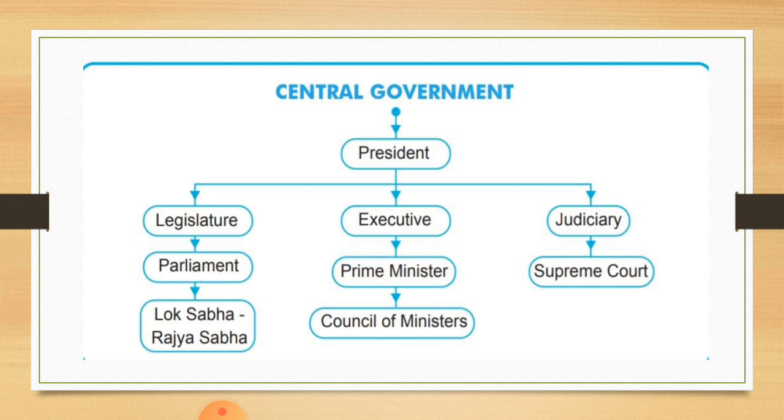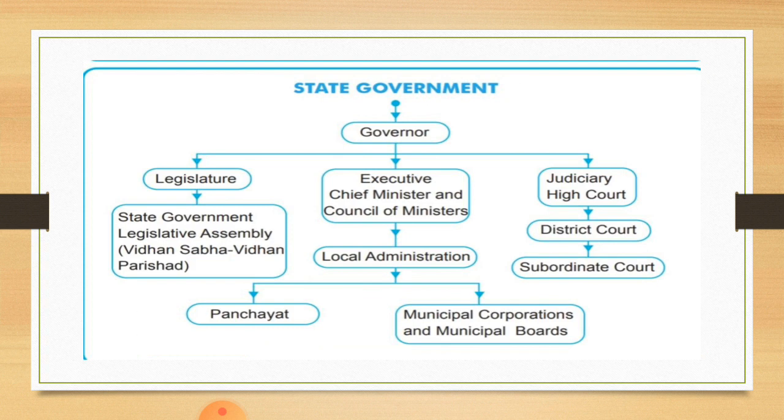And in that comes the Prime Minister, and under that comes the Council of Ministers. The third one is judiciary. Judiciary means the judicial authorities of a country, or judges. It judges the collectivity. In this it consists of the Supreme Court. See, this is a flow chart of the central government.